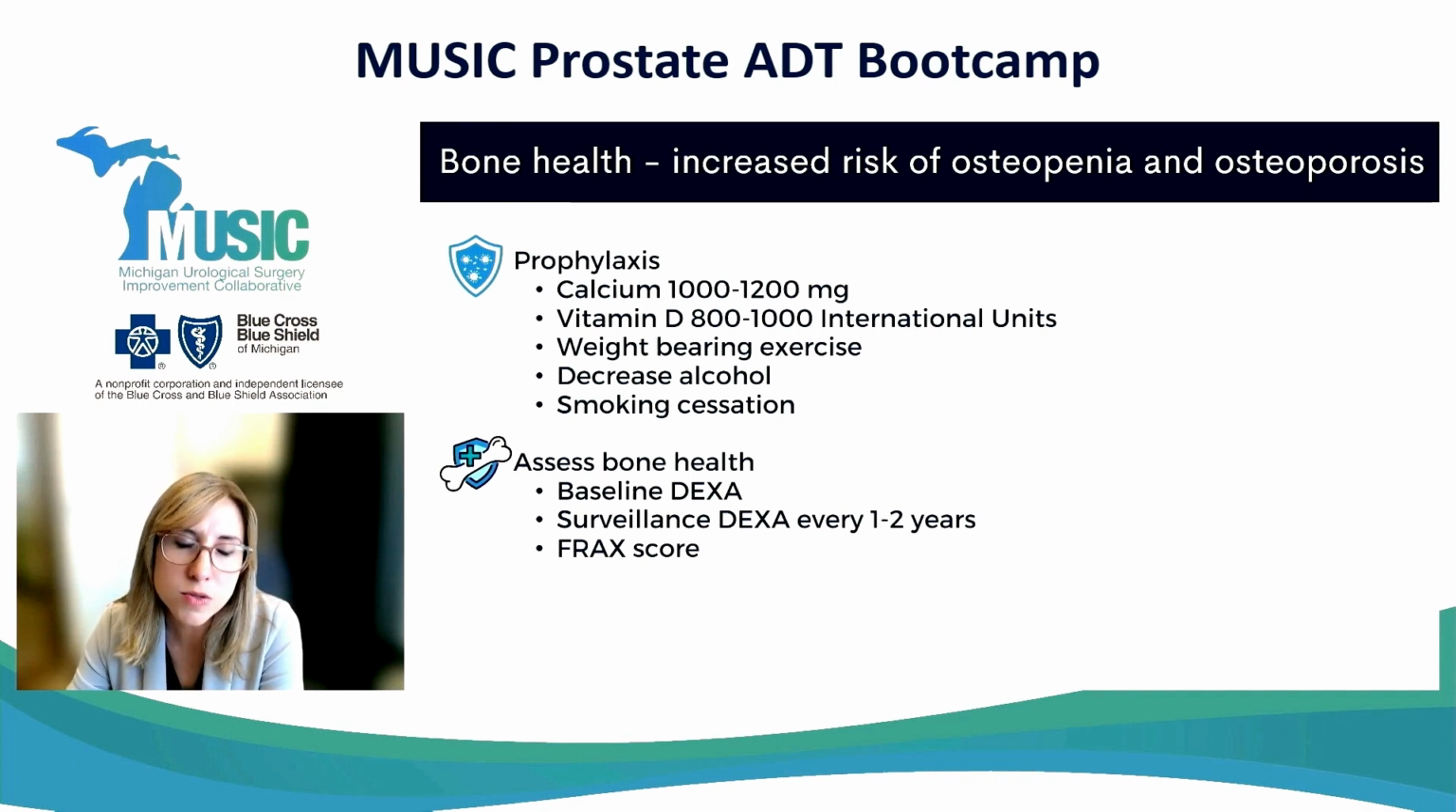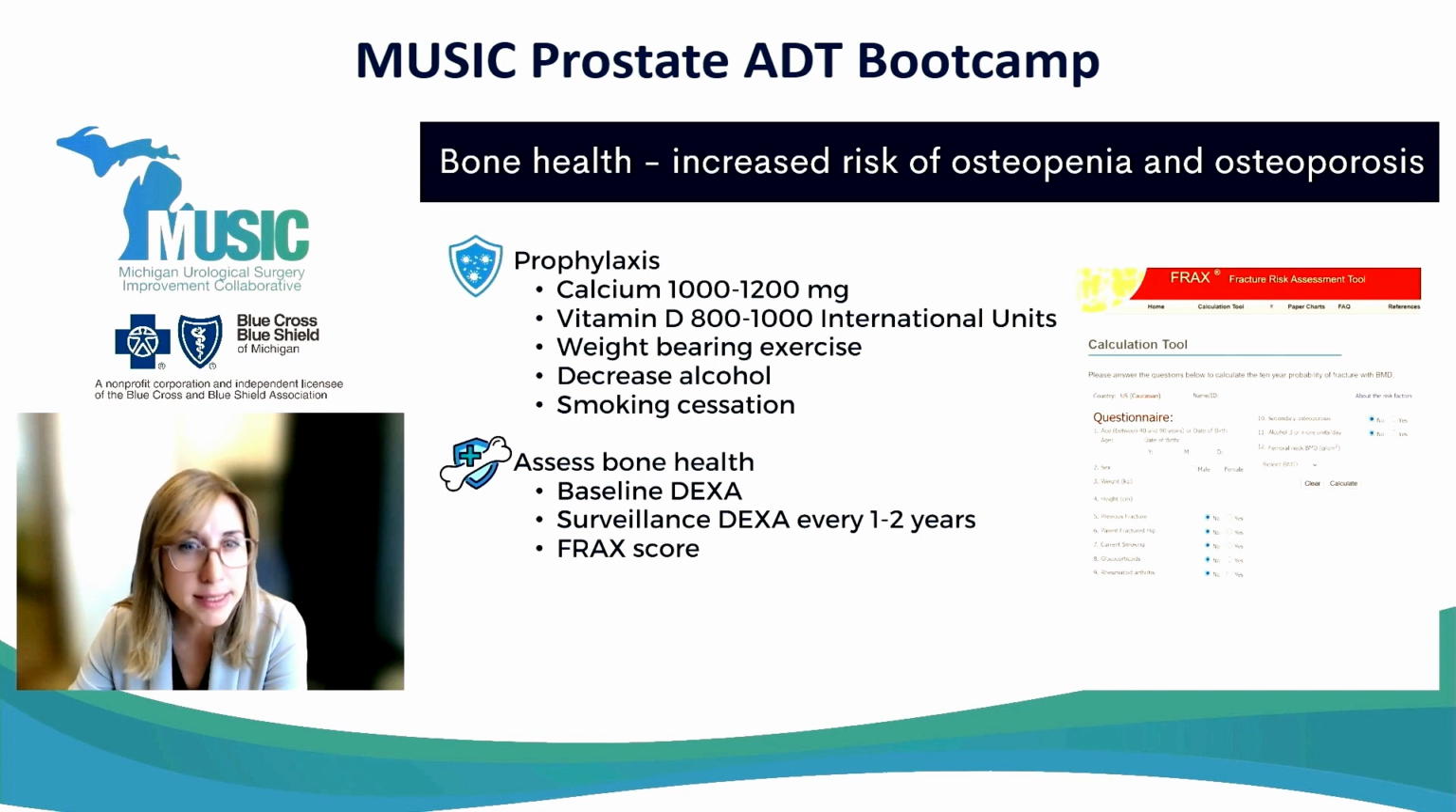And then there's also something called a FRAX score that I tend to use. Your DEXA scan will give you in the report section what someone's 10-year risk of hip fracture or major osteoporotic fracture is. But a FRAX score can actually help give you a little better idea of that. So this is just something that you can look up online.